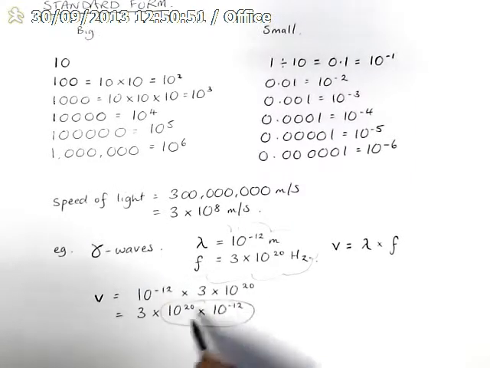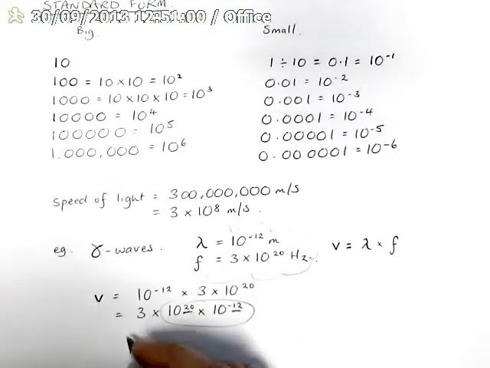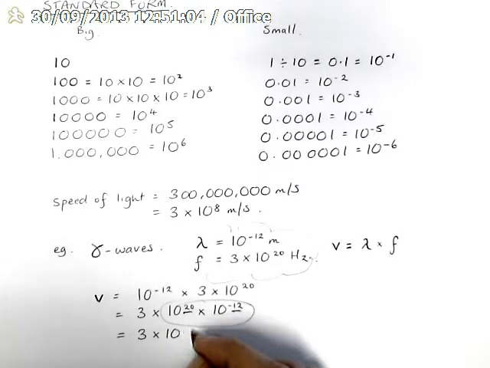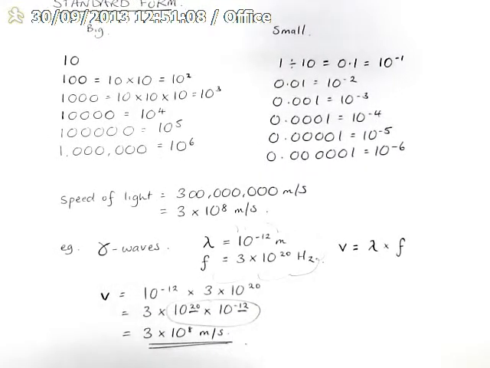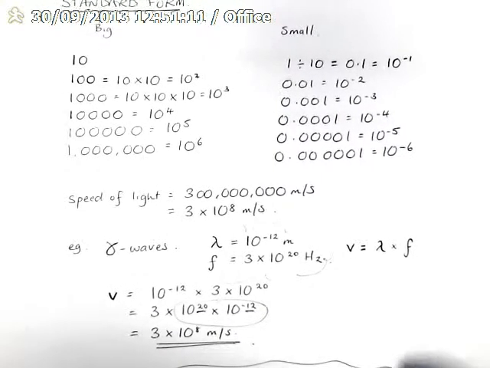These two numbers, all I need to do here with the powers of 10 is add these two numbers together. 20 take away 12. The velocity of light, velocity of gamma waves, is 3 times 10 to the 8 meters per second. Okay, thank you.